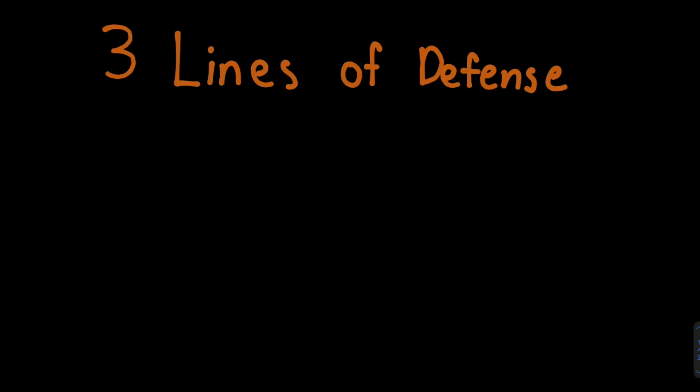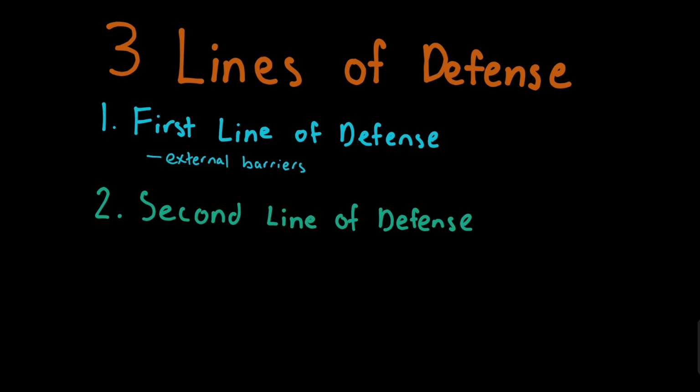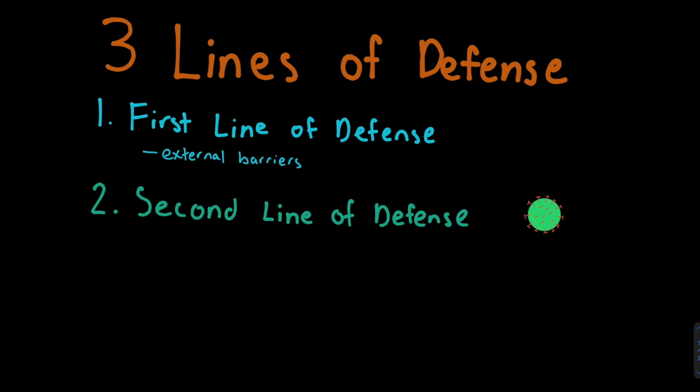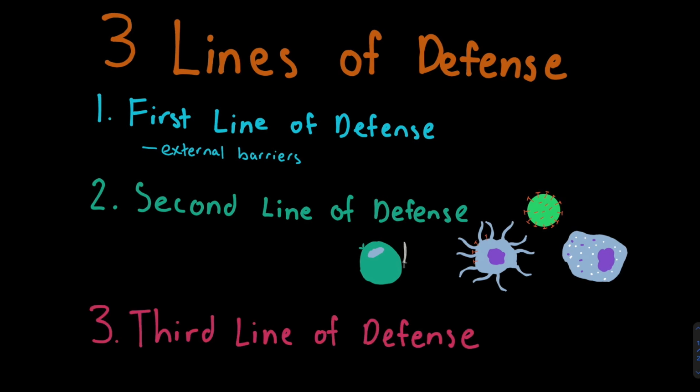Now within the immune system, we have 3 defense lines against foreign pathogens. The first includes the first line of defense. The first line of defense consists of external barriers such as our skin and mucous membranes. The second is known as a second line of defense. This is our non-specific defense and is initiated when a pathogen breaks through external barriers, in which leukocytes, macrophages, and antimicrobial proteins work to defend the body.